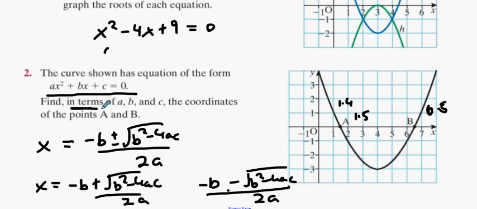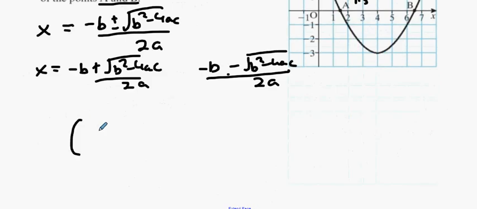Find in terms of a, b, and c the coordinates of A and B. It doesn't actually fit it at all just yet. What's the issue? The issue is I have the x values, but oh, it does actually fit it. Because look at this. What do we know about the y values when it crosses the axis? Yeah. So what are the coordinates then? The x coordinate is this.